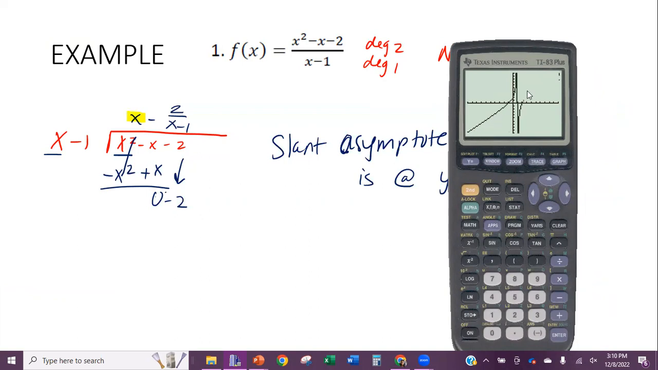So notice how it's slanting up, and then it curves out. So here's my slant. Notice how there's an imaginary line. If I were to graph y equals x, I'm going to make it a dashed line so that you can see it. So there's my asymptote. And notice how it doesn't cross, it just approaches it. That's my y equals x. Okay, but it's imaginary.